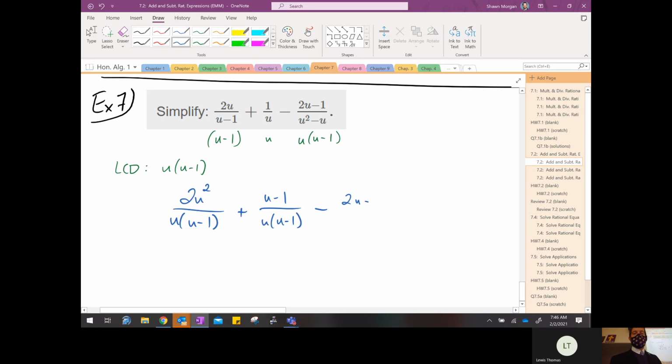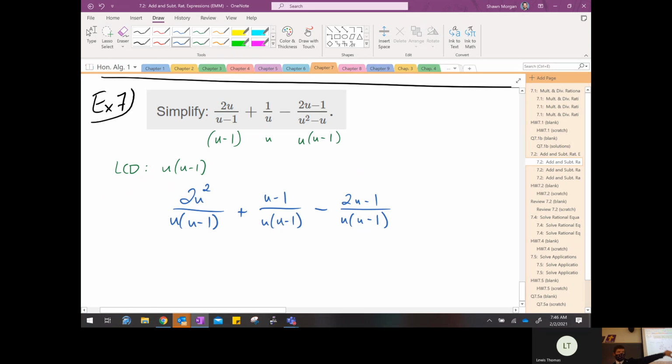Lastly, do I have to change this fraction any? No, I do not. Now all 3 denominators have the same factors in them. They are all identical. And we did that slowly, step by step, changing each fraction as needed. We found the LCD, we changed each fraction accordingly.